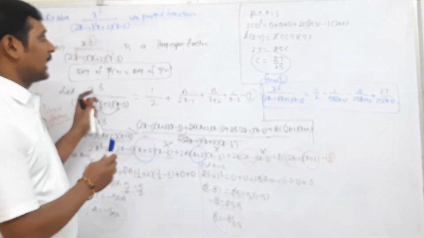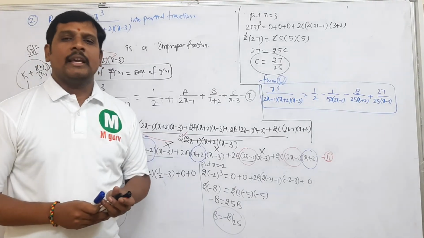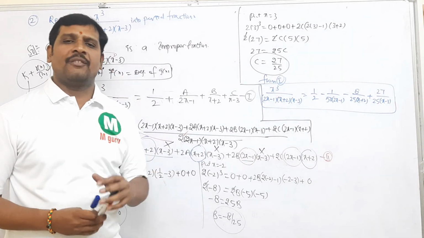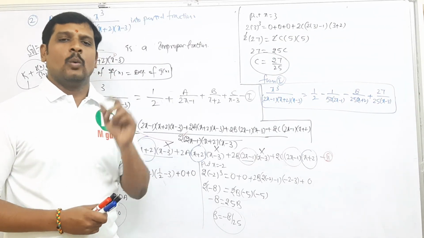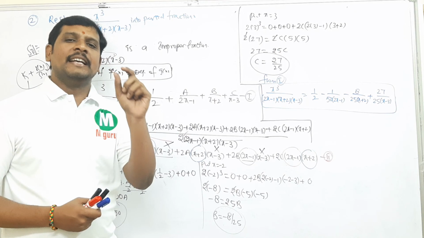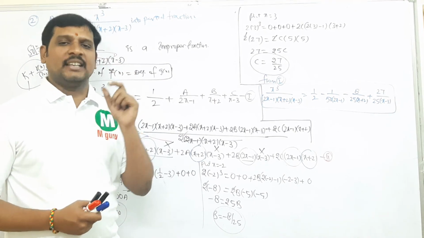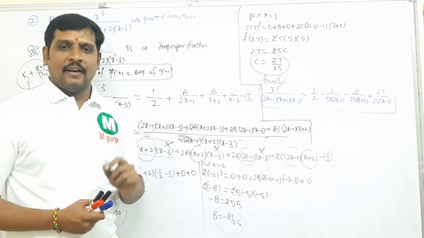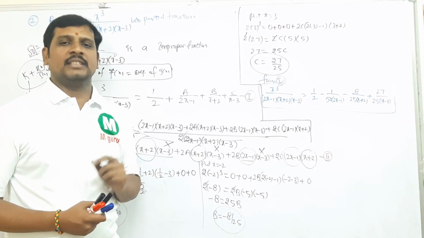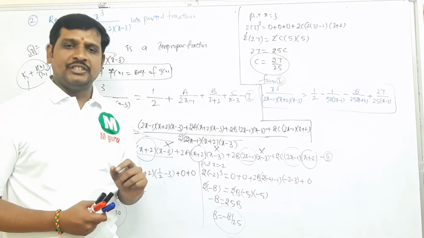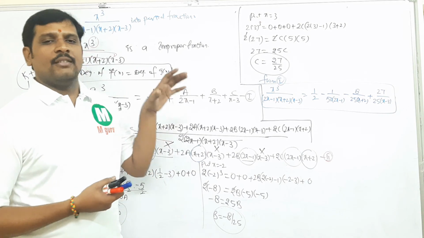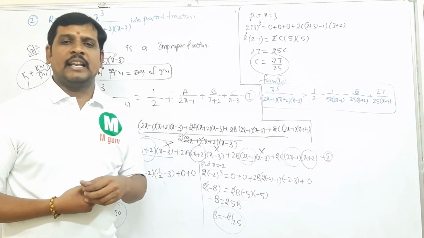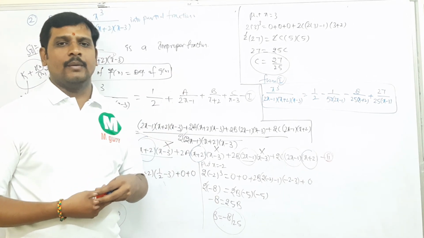I think these are clear to you. We have done improper fractions today. In improper fractions, we have two kinds. One is the first case, which is where the degrees are equal, and the other case is when the degree of the numerator f of x is greater than the degree of g of x. What to do, we have learned today. I think these are clear. In the next class, we are going to solve a few more problems. Thank you very much.